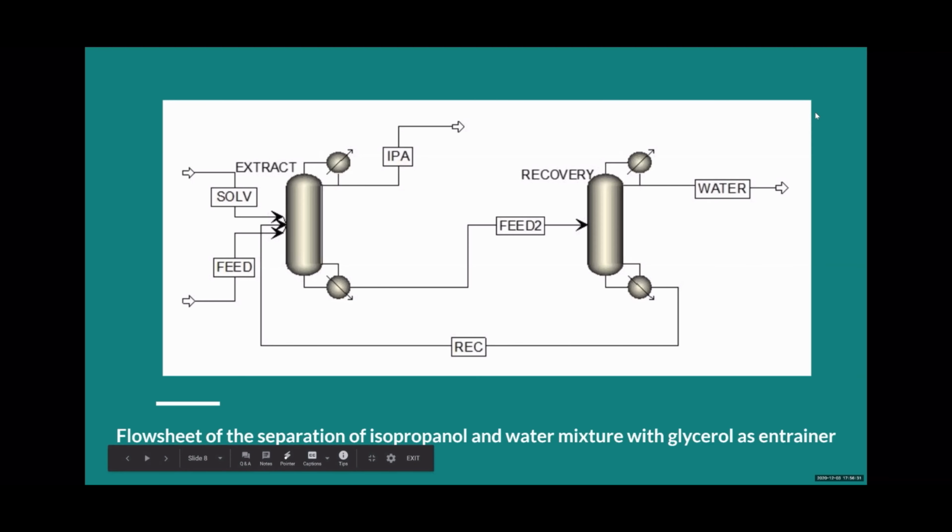Okay, so this is our flow sheet for glycerol. As you see, the feed and the solvent go into the first extractive column. The bottom feed of column 1 enters the feed of the recovery column. The isopropanol is separated from the extract column. The water is extracted from the recovery column, and then we have the recycle stream coming from the bottom of column 2 back into the feed of column 1.